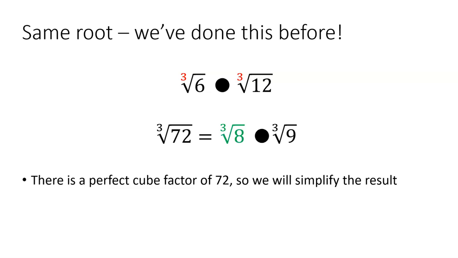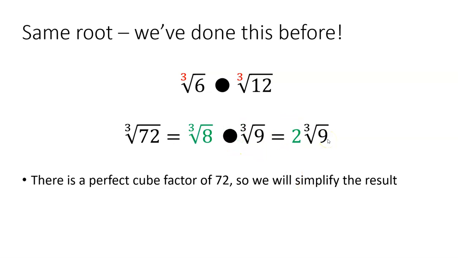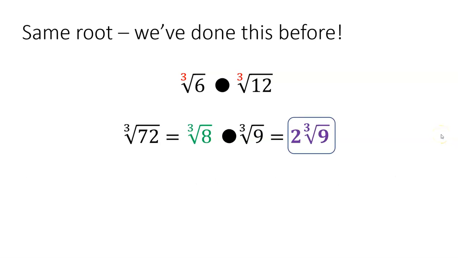Split this into the cube root of 8. That's a perfect cube right here. And the cube root of 9 is leftovers. And we get 2 cube root of 9. That's all we can do with that. That is the simplified answer to that cube root problem. A cube root times a cube root.